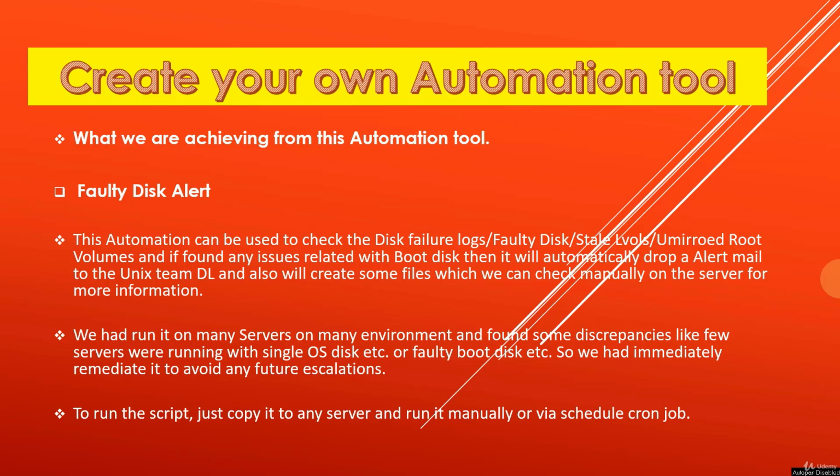This automation tool can be used to check the disk failure logs, faulty disk, stale logical volumes, unmirrored root volumes, and if it finds any issues related to the boot disk, then it will automatically drop an alert mail to the Unix team DL, create some files, and also copy some files from the servers and provide them to the team as well. We have run it on many servers and many environments and found a lot of discrepancies, like a few servers running with a single OS disk or faulty boot disk, etc. And we immediately remediated it to avoid any future escalations. So this is a very good option with this tool. So you can use that option.